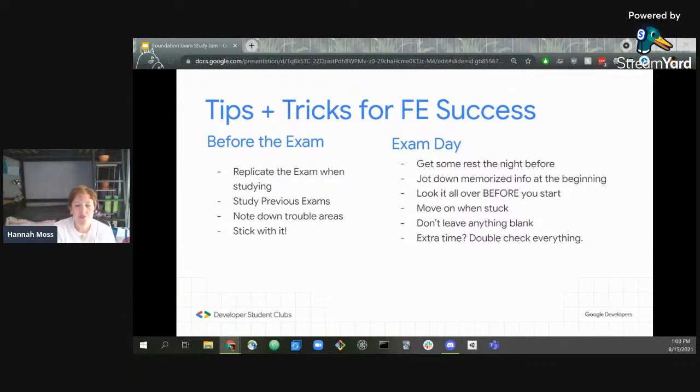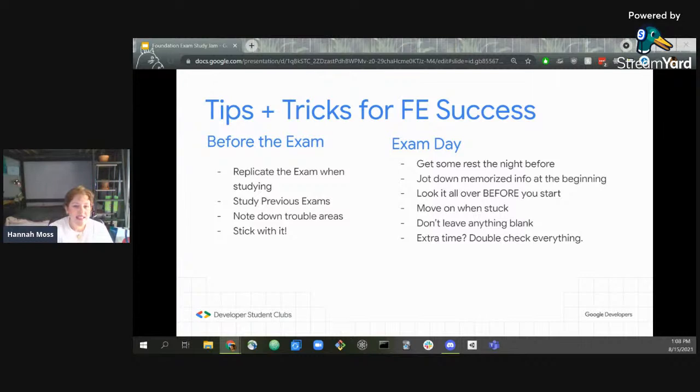The next thing is to move on from a problem when you get stuck. And this is kind of unlike the stick with it before the exam, because before the exam, if you get stuck on a problem, you should power through it, keep working on it. But in the exam, you have really strict time constraints. So if you get really stuck on something, just move on, let your brain process through it in the background, and come back to it when you have time.